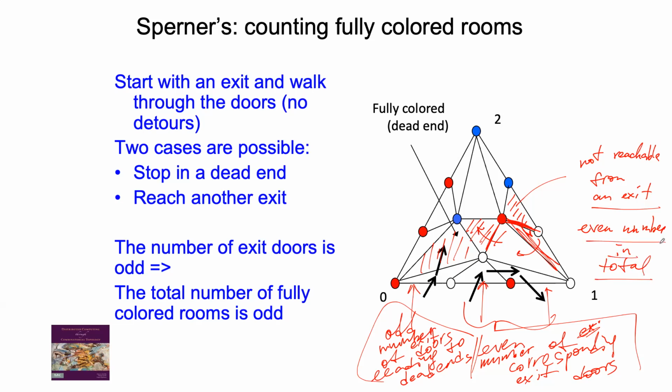The conclusion: you have an even number of fully colored rooms not reachable from an exit, and an odd number of fully colored rooms reachable from an exit. Altogether, you have an odd number of rooms fully colored, and odd is at least one, so at least one room should be fully colored, and Sperner's lemma is proved.